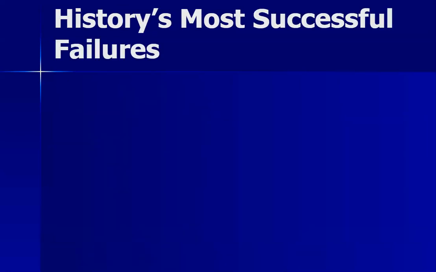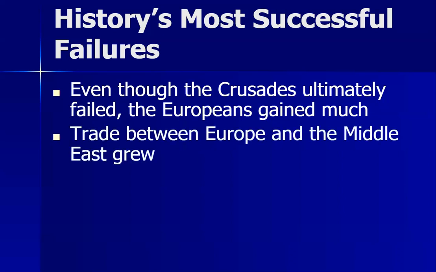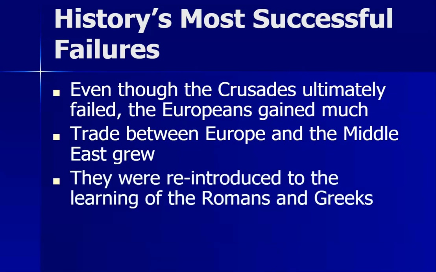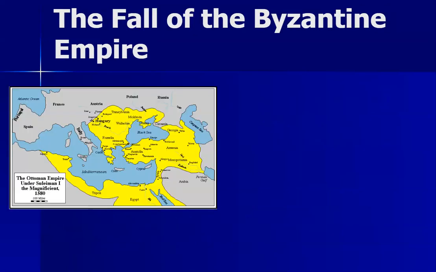As a matter of fact, sometimes they're called history's most successful failures. Because even though the Crusades failed, the Europeans gained much. Trade between Europe and the Middle East grew again. This restarts those Mediterranean trade routes for Western Europe. And they were reintroduced to the learnings of the Romans and the Greeks, which had been preserved by both the Muslims and by the Byzantines. This would help lead to the Renaissance, and the desire for better trade routes would lead to the Age of Exploration.